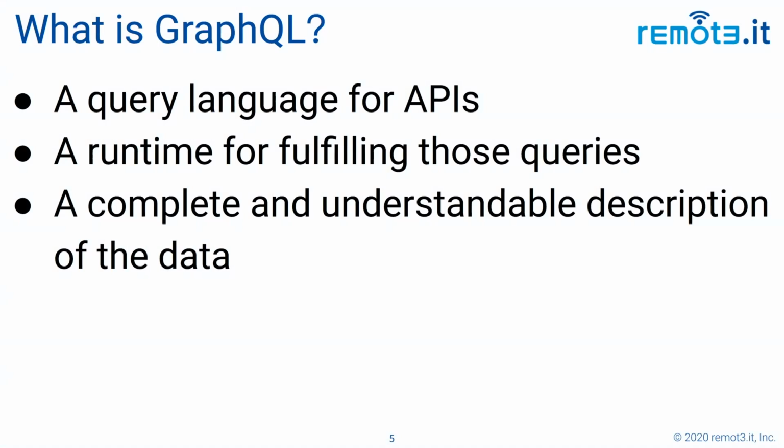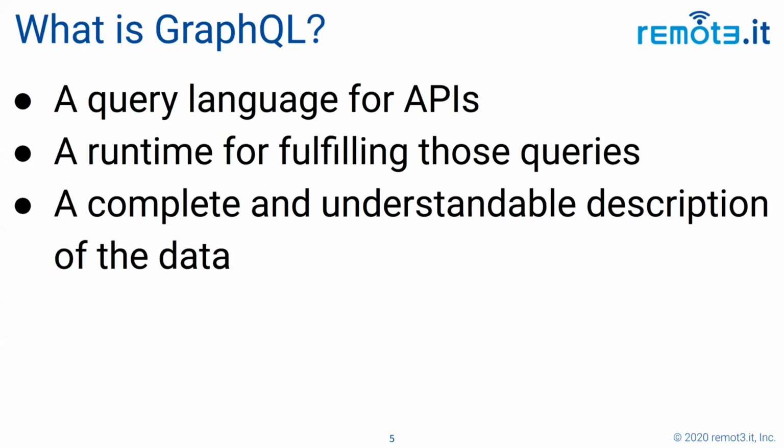GraphQL is a language for API. Basically, instead of calling pre-configured API calls that return a specific set of data, this enables you to make API calls that ask for exactly what you want. So in the back, we have an engine that is processing those queries and returning the information to you.